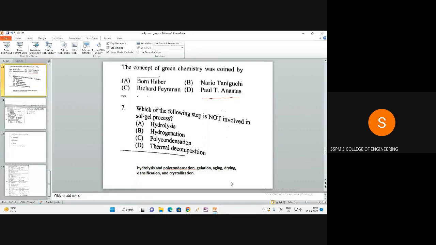Then, which of the following step is not involved in Sol-gel process?